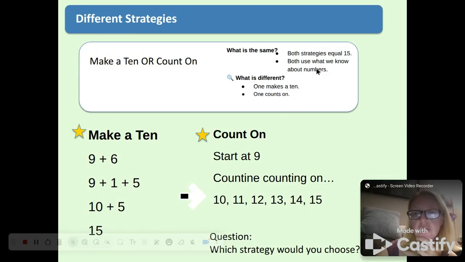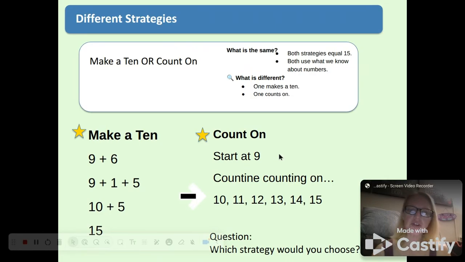Yeah, both use what we know about numbers. So then what's different about them? Yep, one makes a 10, and then the other one just counts on. So you can use a number line or something like that. For this one, if you can't do it in your head, you can always have a number line and start at 9 and then count over 6, and that'll get you to the 15.